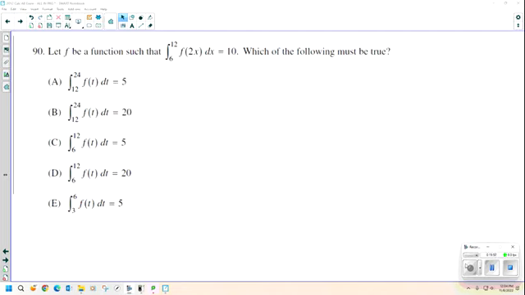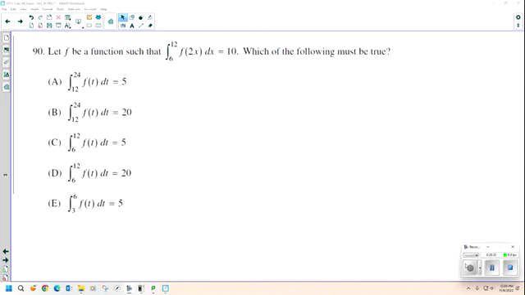Number 90. They try and get a little sneaky here, but we know better. Let f be a function such that the integration from 6 to 12 of f of 2x dx equals 10. Which of the following must be true? When I look at my choices here, A through E, it looks like the 2x is gone, and they put a t there.